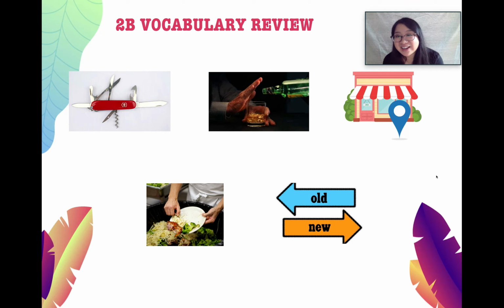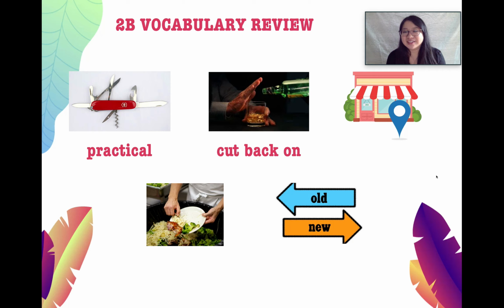Okay, let's check the vocabulary words. Number 1, a tool or something that is useful in many situations is practical. Number 2, if we don't want any more, we want to use less and less, we are trying to cut back on something. Cut back on alcohol, cut back on cigarettes, cut back on fast food, or cut back on electricity.